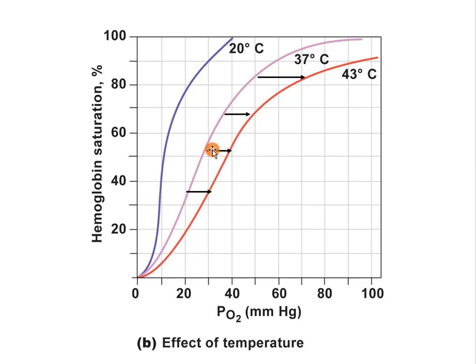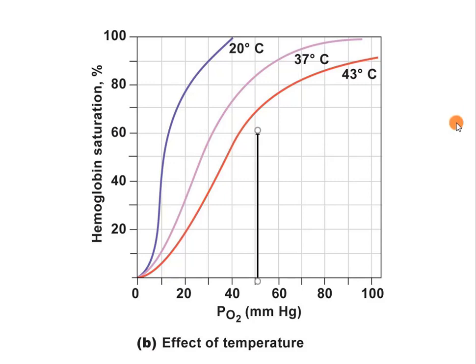At colder temperatures, what happens? At colder temperatures, we would simply say the hemoglobin dissociation curve shifts over to the left. And we could continue to draw some of these arrows out. At colder temperatures, the entire curve shifts to the left. So now you've got that: warmer temperature shifts to the right, colder temperature shifts to the left. What does that mean?